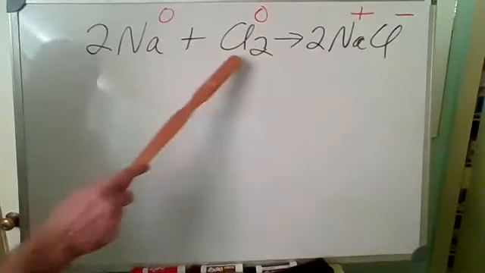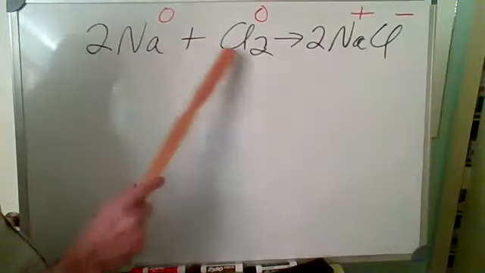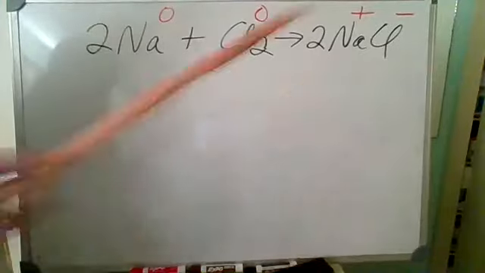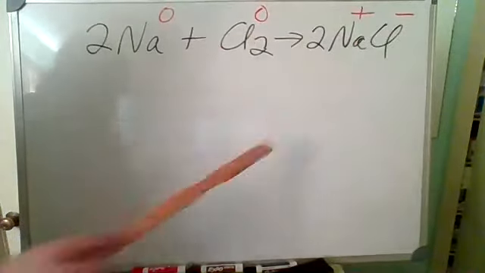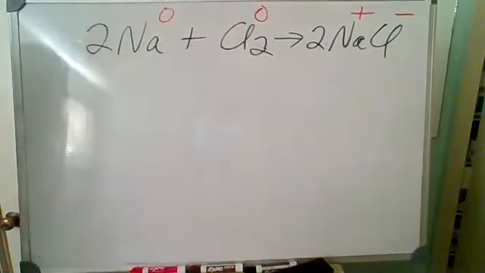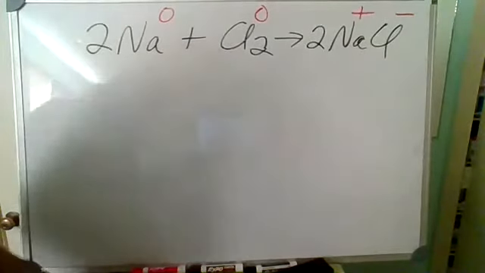Okay, here we have 2 chlorines and 2 sodiums. Each of the 2 sodiums has given up an electron to a chlorine atom, and we end up with a sodium cation and a chloride anion. So again, we can see here that an electron has been transferred. This is in fact an oxidation reduction reaction. So how do we spot an oxidation reduction reaction?